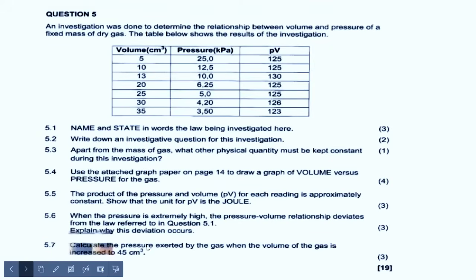Now 5.7 says calculate the pressure exerted by the gas when the volume of the gas is increased to 45 centimeter cube. Now we can see that 45 centimeter cube is just beyond this 35 here. So in this case, we'd be using the values that are closest to 45 centimeter cube, meaning we'll take this one as V1 and this one as P1. So the 45 centimeter cube would be our V2, and we are looking for P2, which we do not have, right? So this is the pressure that we are trying to calculate.